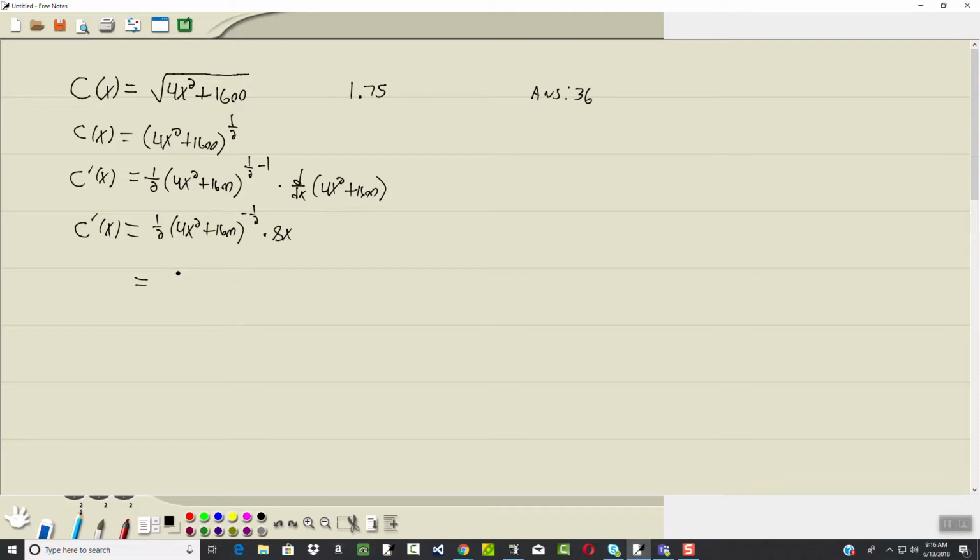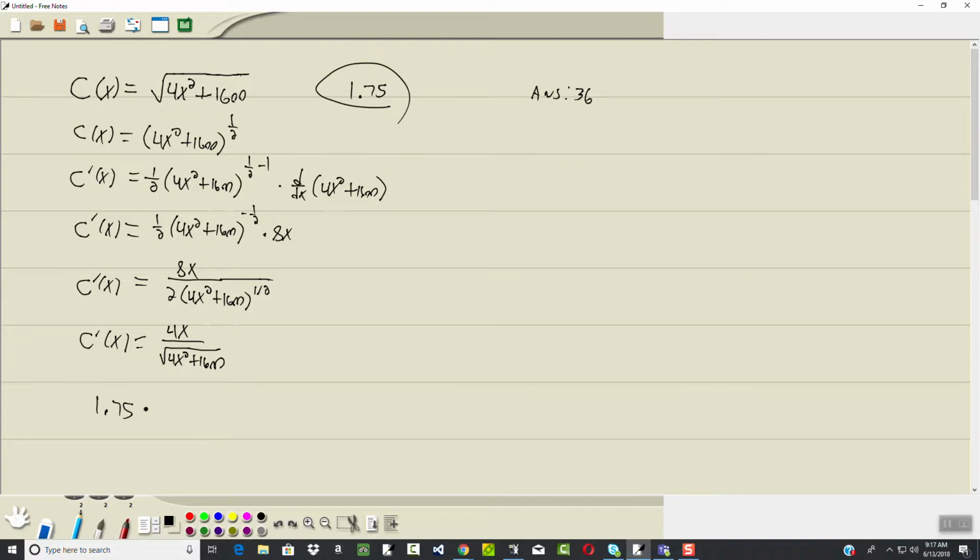Now I'm going to rewrite this in a single fraction, so I'll put the 8x up on top. The only thing that ever goes down in the denominator is what's already down there, and anything with a negative power you move down there. So this goes down below. So we've got 4x squared plus 1600 to the 1/2 power. Eight and 2 simplified, so that gives me 4x over the square root of 4x squared plus 1600, and they're asking where it's equal to 1.75.